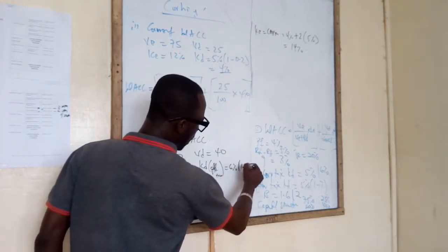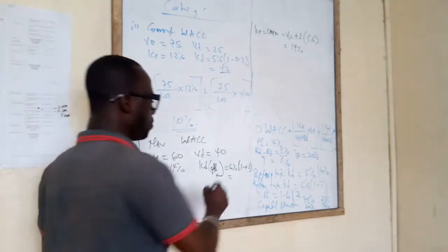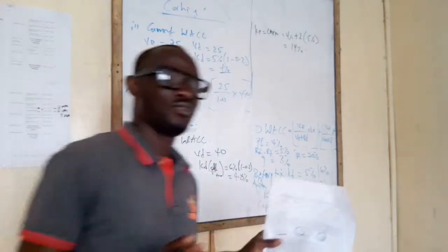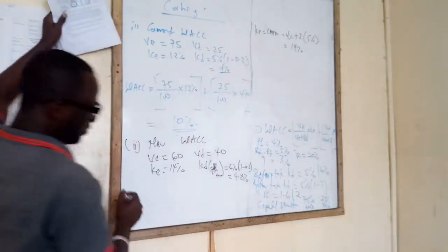6%, 1 minus 0.2. What do we have? 4.8%. How we are saying this thing is not difficult. If you follow it, it's just sweet. In the way it's smooth.